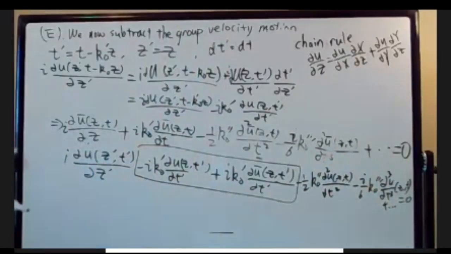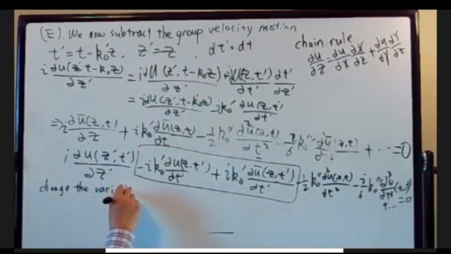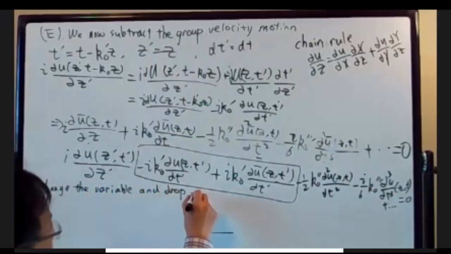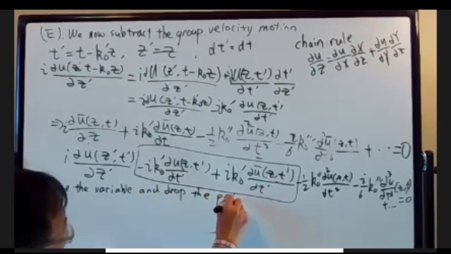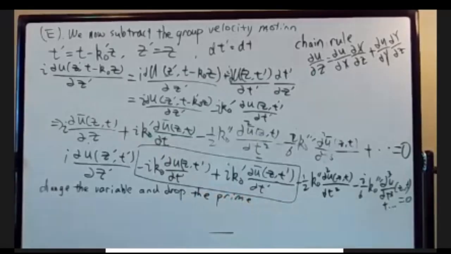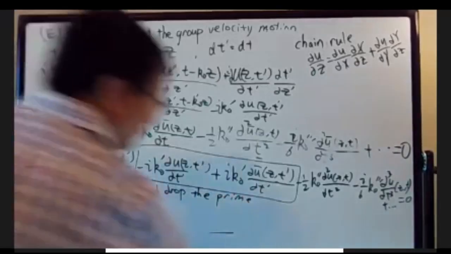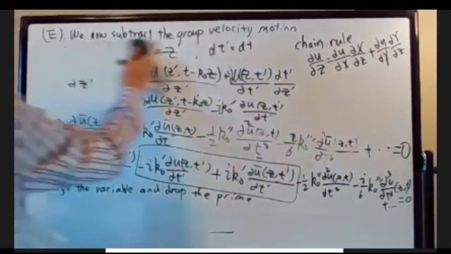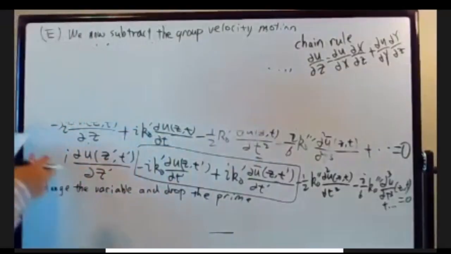So now what we have is that we change the variable and drop the prime. Change variable and drop the prime. This is what we got.